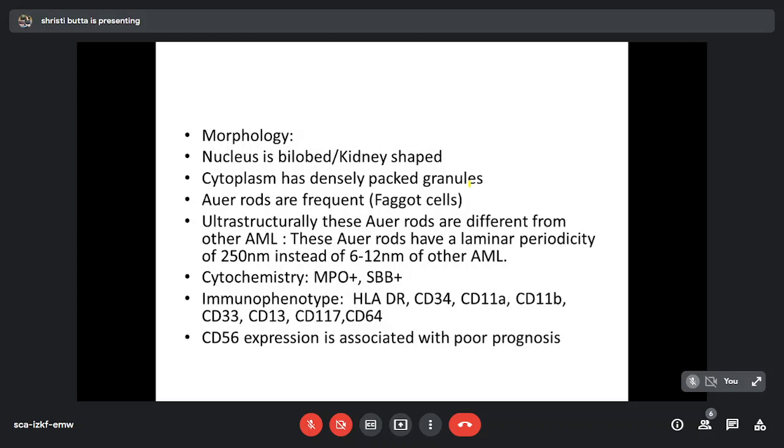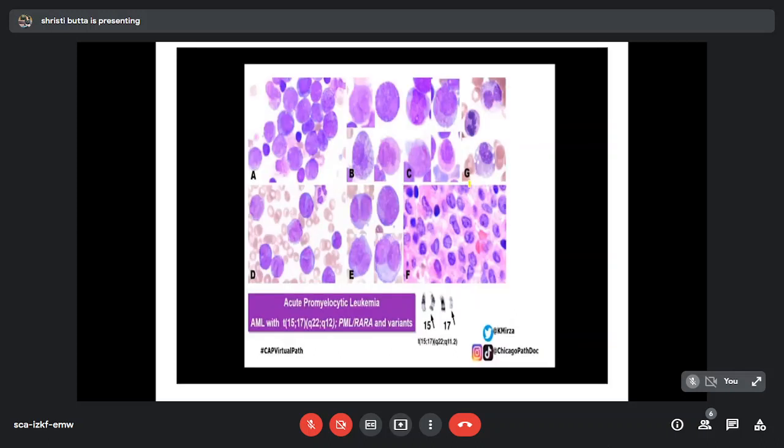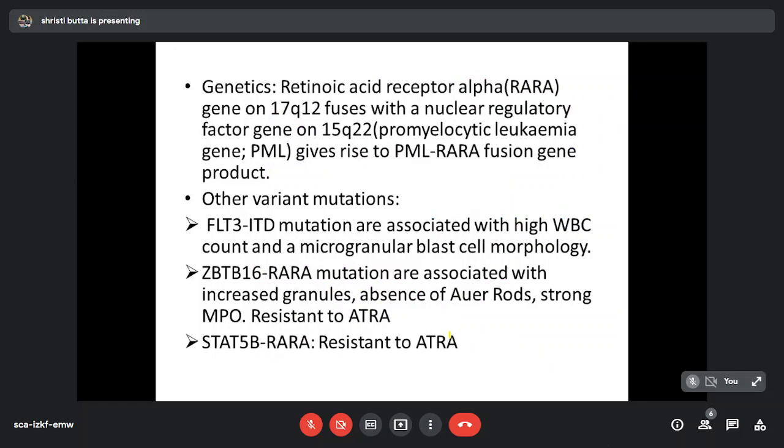Okay. Now coming to the immunophenotyping, they are HLA-DR positive, CD34 positive, which is a stem cell marker, and CD11a, 11b, CD33, 13, 117, and 64 positive. CD56 expression in such cases is associated with a poor outcome. And obviously it is associated with translocation 15;17. Now, the retinoic acid receptor alpha, the RARA gene, is present on chromosome 17, and that fuses with the nuclear regulatory factor gene on chromosome 15, and that gives rise to PML-RARA.